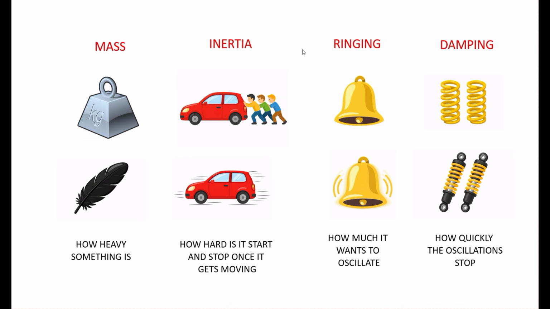Now, the next term is ringing and damping. Ringing is how much an object wants to oscillate or vibrate, and good examples of that are a guitar string, a bell, things like that, versus, for example, a house brick, right? House bricks don't want to ring very much. Now, damping is, once an object is ringing, how quickly those oscillations or vibrations stop.